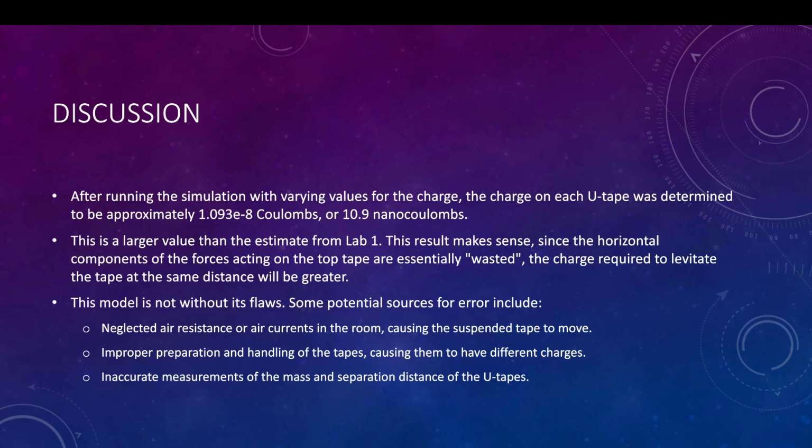This model is not without flaws, and some potential sources for error include the neglected air resistance or currents in the room, which could cause the suspended tape to move. Improper preparation and handling of the tapes can also cause them to have different charges. Inaccurate measurements of the mass and separation distance of the U-tapes could also create discrepancies.